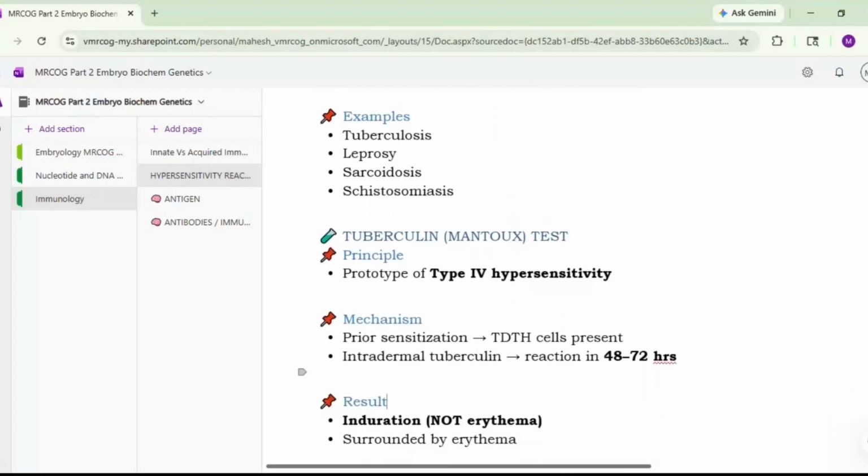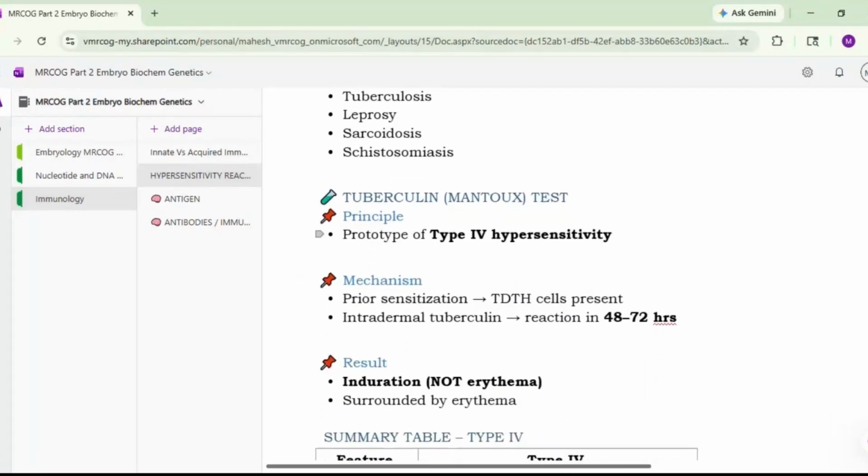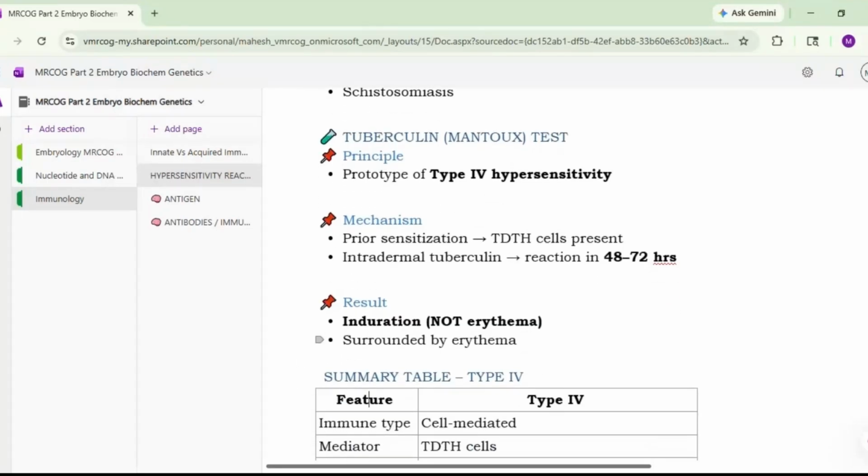Okay. Then there is the tuberculin test. The principle is that it is a prototype of type 4 hypersensitivity reaction. There is a prior sensitization that leads to TDTH cells being present. So TH1 type of helper cells are present. Then an intradermal tuberculin, when you give that, causes a reaction in 48 to 72 hours. So induration is more important and not the erythema. It is surrounded by the erythema.